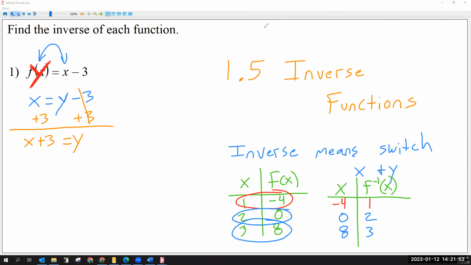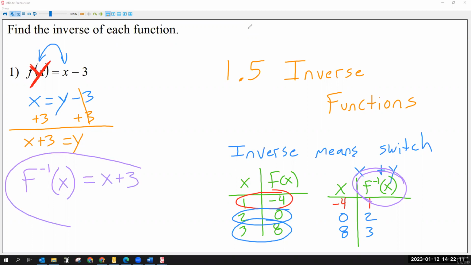So my only step left is just to write it with the correct notation, which is that right there. So I'm going to say f to the -1 of x, which means the inverse function of x, is x plus 3. There we go. Simple as that. Go ahead and pause the video, try numbers 2 and 3, and then I'm going to go over numbers 2 and 3.